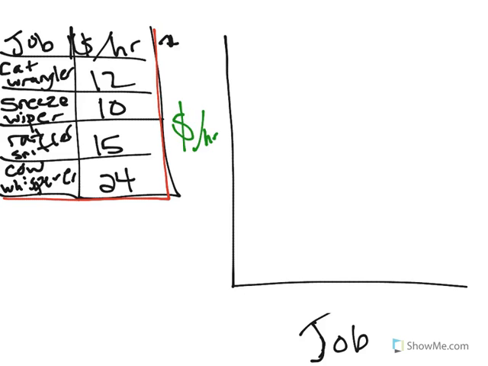Now what we're going to have to do is put, let's see, there's four different jobs. So we're going to have the cat wrangler, the sneeze wiper, the rat sniffer, and the cow whisperer. I'm abbreviating them because I don't have a lot of room to write. So those are my four different jobs, and I'm going to have them on the bottom because they go with this piece of data, the job. So then in this other one we have dollars per hour.